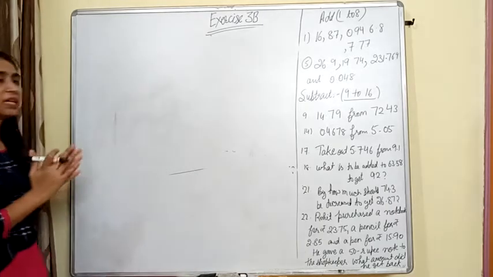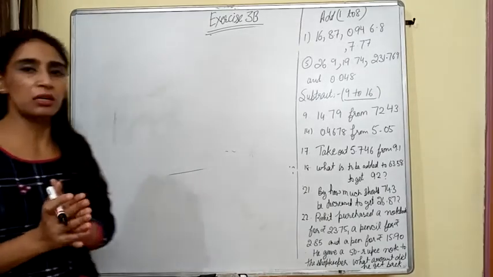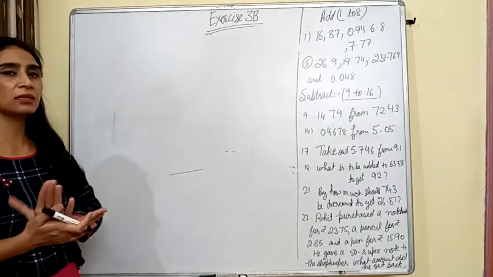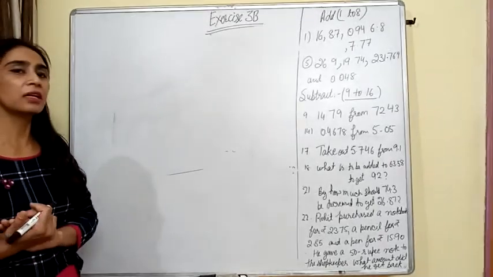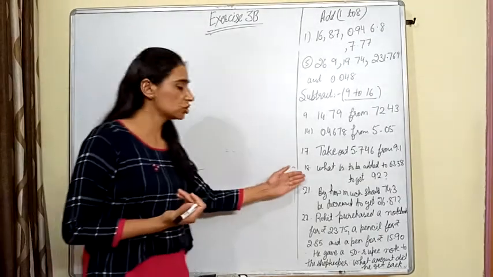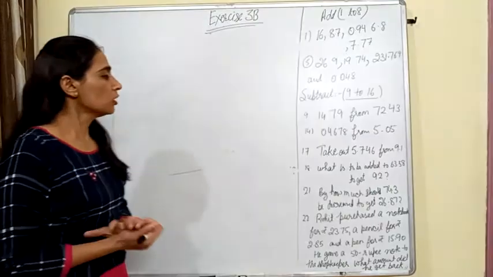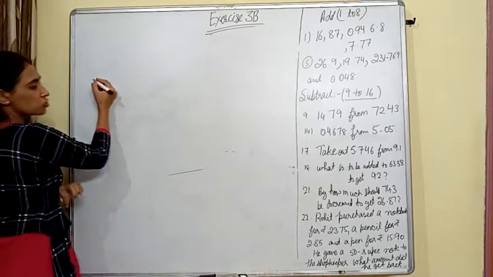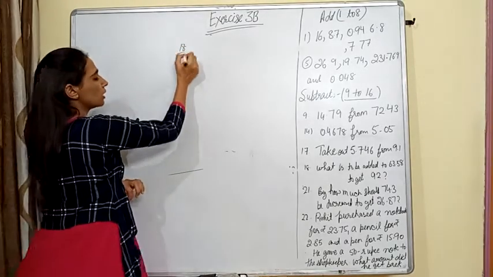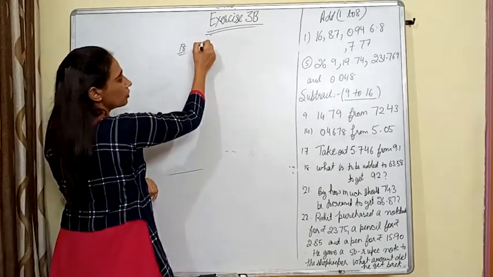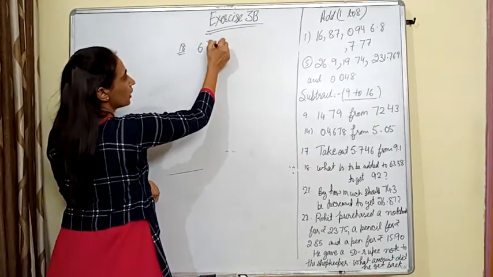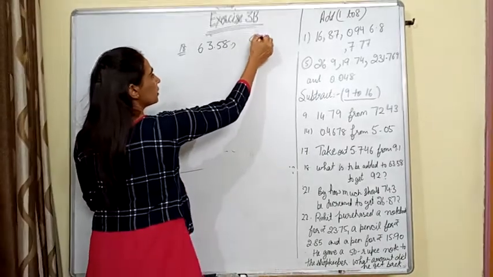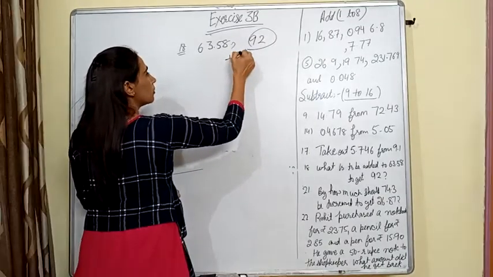Now questions number 18 and 19 are both the same. In one you have to do addition, meaning you have to add a number, and in 19 you have to subtract a required number. So I am doing question number 18 from those. What is to be added to 63.58 to get 92?